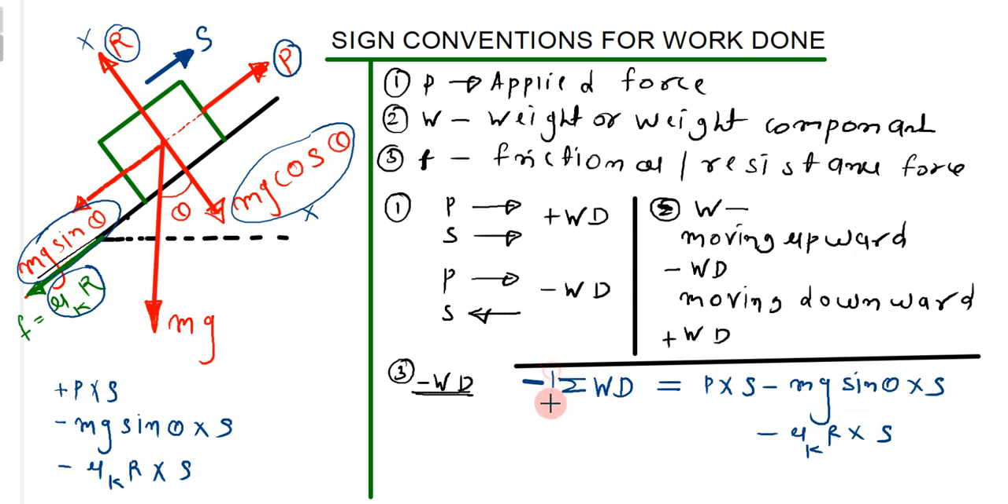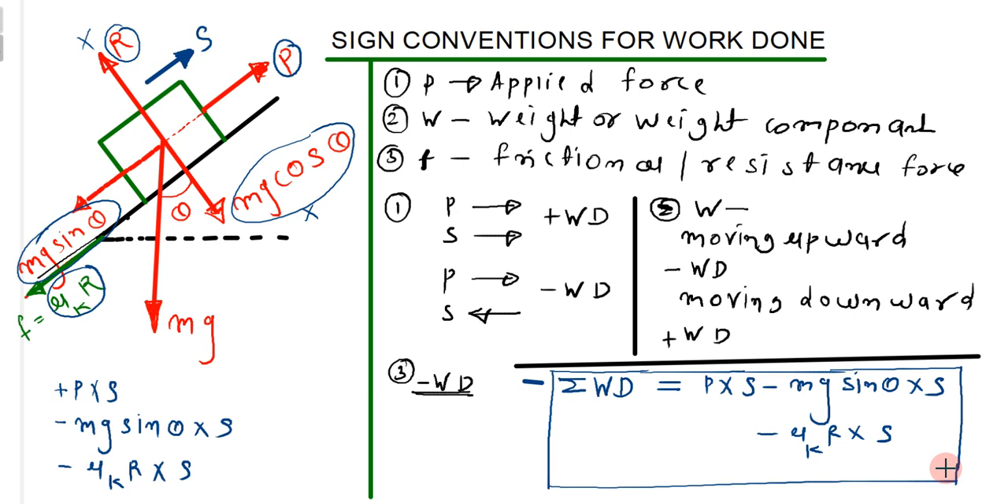Okay, so this is how to calculate the left hand side part of the famous work energy theorem that we have to study. This is how to apply the sign conventions for work done. Remember, for applied force, for weight or weight component, and for frictional or any resisting force, these are simple logics you can apply so you can do a problem correctly.